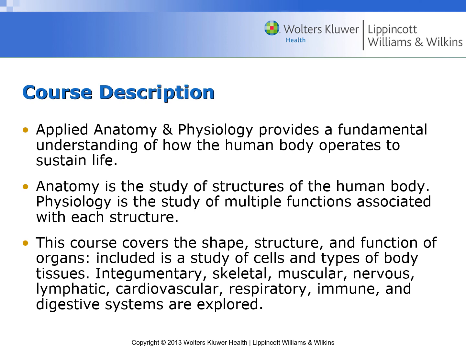Integumentary, skeletal, muscular, nervous, lymphatic, cardiovascular, respiratory, immune, and digestive systems are explored. And I should note that all of the systems will be covered over the course of both courses, AAP 301 as well as 302. So in the fall semester we're going to get up to a point, but then in the spring semester we will continue our studies in terms of the systems of the human body.